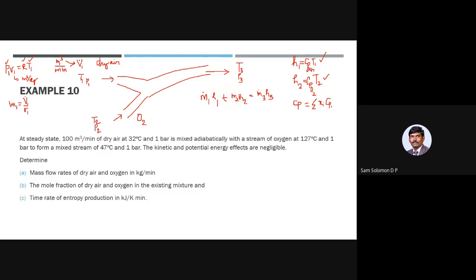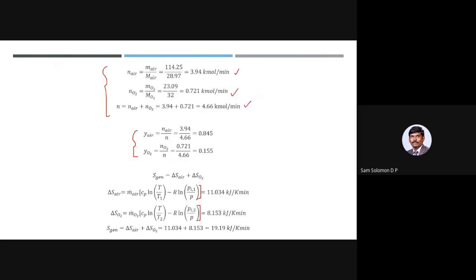Replacing V2 by V1 with P1 by P2 is not applicable everywhere, only in a constant pressure process. Because it is a constant pressure process, here they have replaced it. And adding it gives you the entropy generation term. So the total entropy generation is 19.19 kilojoule per Kelvin minute.